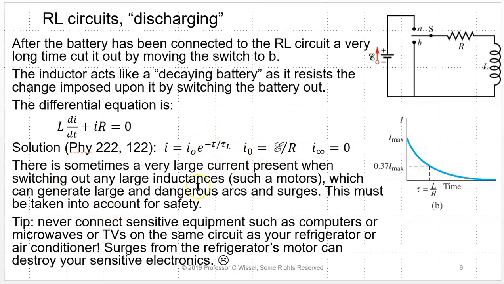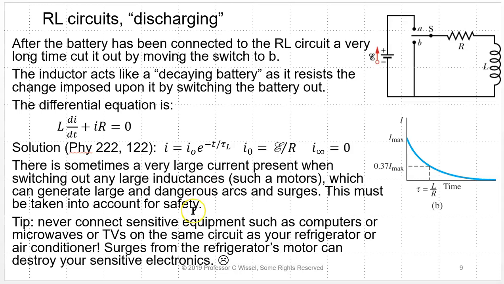Now, there is sometimes a very large current present when switching out any large inductances, anything with a motor in it, such as a pump, an air conditioner, anything with a compressor, anything with a refrigerator. Any of these have large motors in them, large inductances, and they turn on and off repeatedly during the day. This can generate large and dangerous arcs and surges in the lines. Anything connected to these can be damaged by these surges. So you have to take this into account for safety.